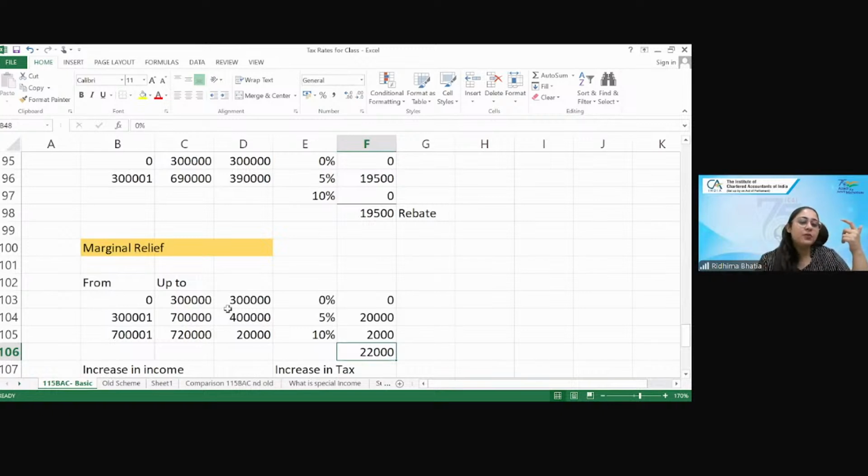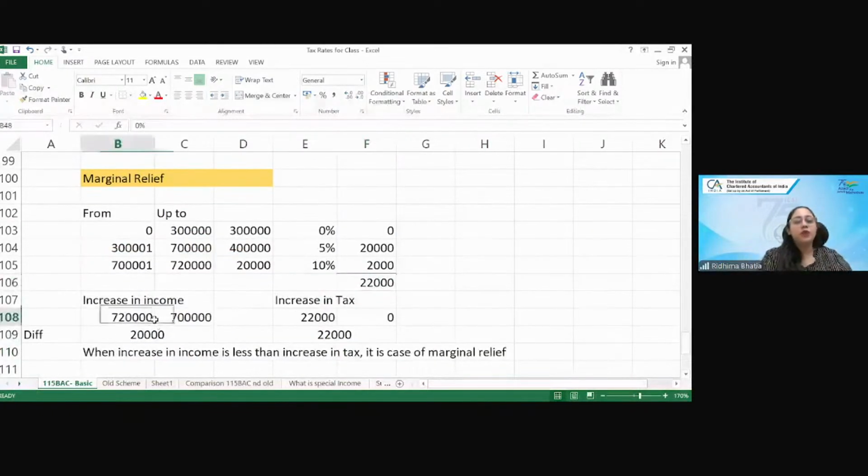My income is increasing by how much? From a level where there is no tax to a level where there is tax. Up to 7 lakh there is no tax. Income increased from 7 to 720, but the tax increased from 0 to 22,000. Income increased from this point to this point, but tax increased from this point to this point. Look, even if I tax 100% of the increase in income, which is 20,000, the increase in tax is more than that, because up to 7 lakh the tax is nil, but on 7 lakh 20,000 the tax is coming to 22,000.